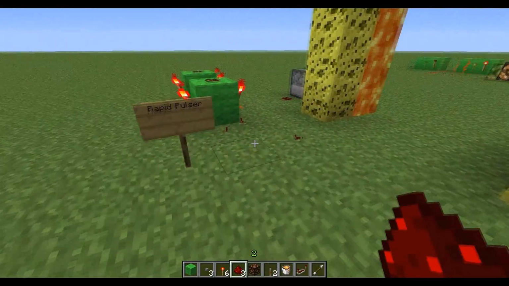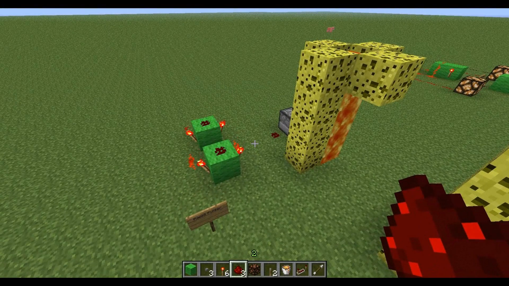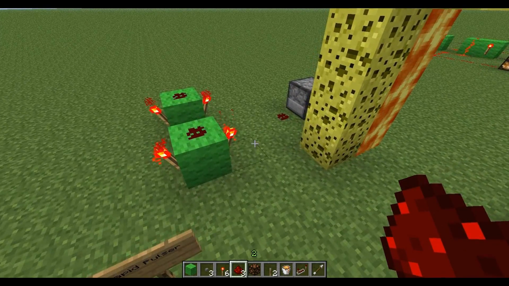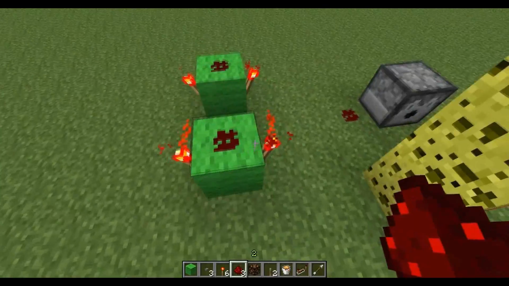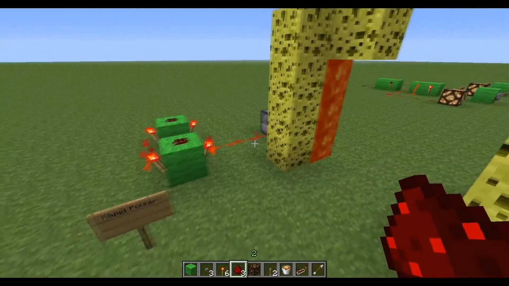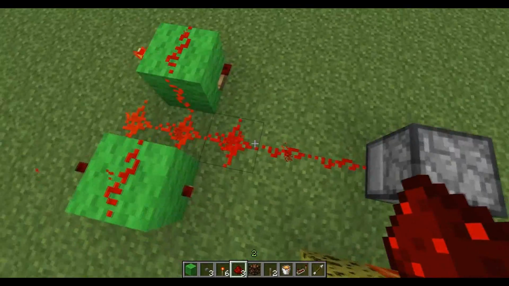Now this is a different one. This is called a rapid pulsar. So basically, if you've ever put torches next to each other and they've made a hissing, fuzzing sound and then gone out, this is like that, but it uses enough so that the string of events keeps continuing. So if you look here, there we are.